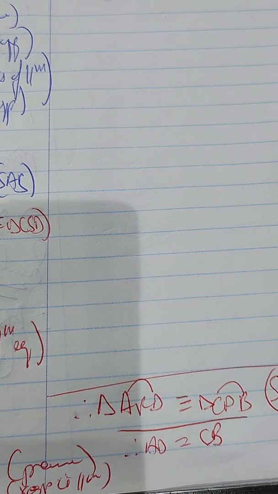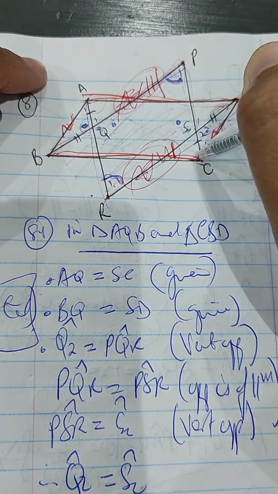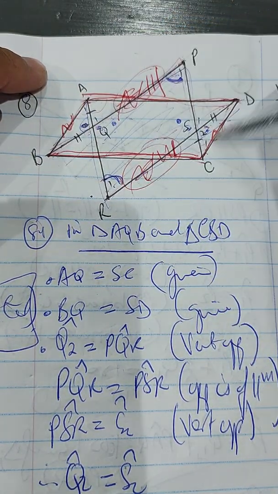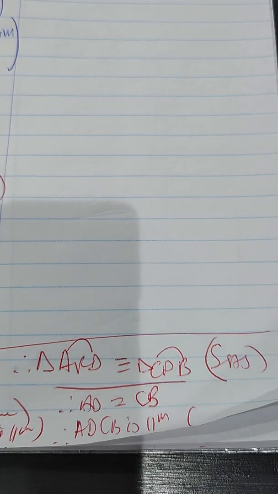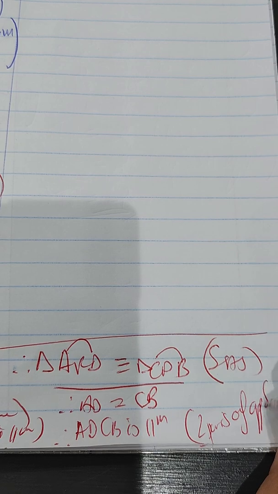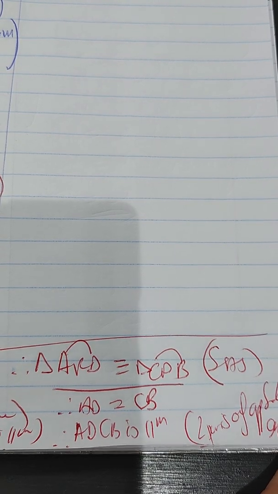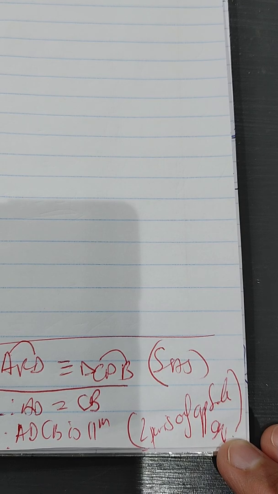Okay? So therefore we can conclude. Now just looking back at this diagram here. We now proved that is equal to that, and we already proved that was equal to that. So we can conclude therefore ADCB is a parallelogram. Why? Two pairs of opposite sides equal. Okay, since two pairs of opposite sides are equal, therefore it has to be a parallelogram.